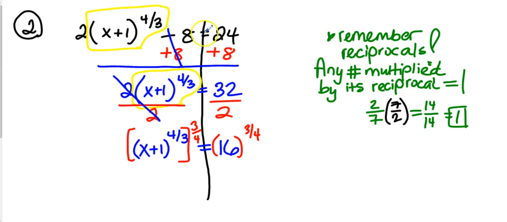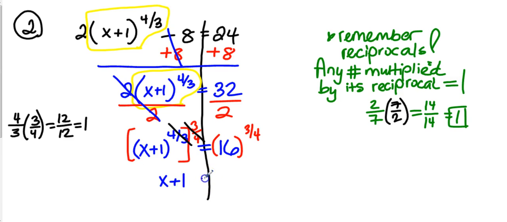4/3 times 3/4 is gone. That equals 1. And I'll prove it to you over here. 4/3 times 3/4. Multiply straight across. That's 12. 12 divided by 12, which equals 1. That's why we can cross these out. What's nice about that is now suddenly all I'm left with over here is x plus 1.